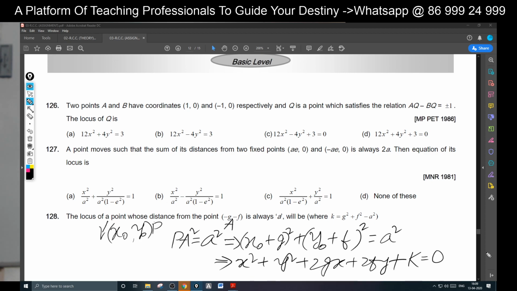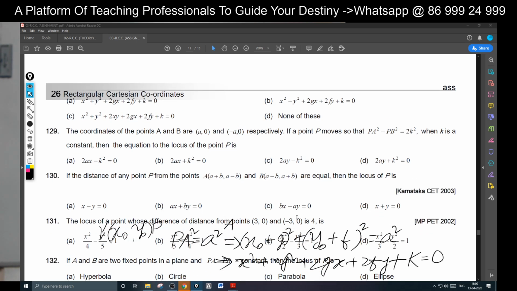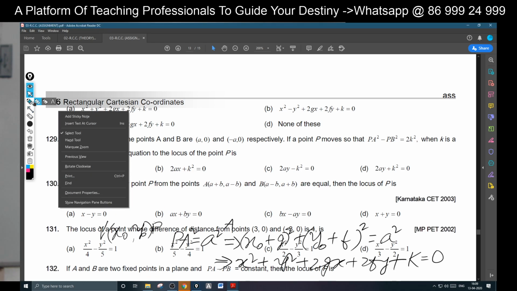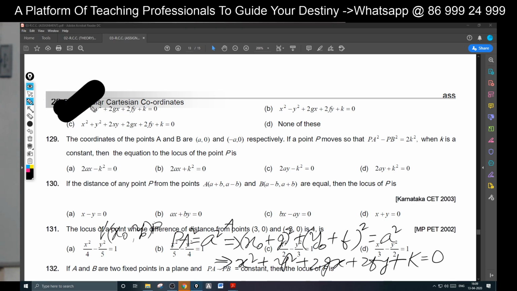Okay, now this is the answer. Can anyone tell me the option, please? I'm showing the options there. Just see the options. x square plus y square plus 2gx plus 2fy plus k equal to 0 is the first option. A simple question only, but because it is the beginning, we are taking up this.